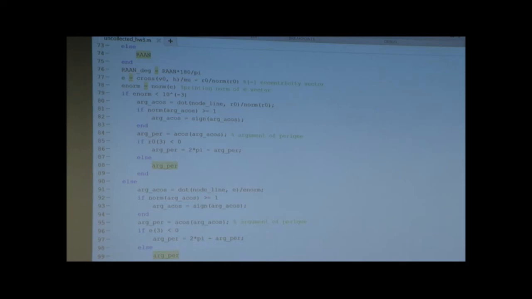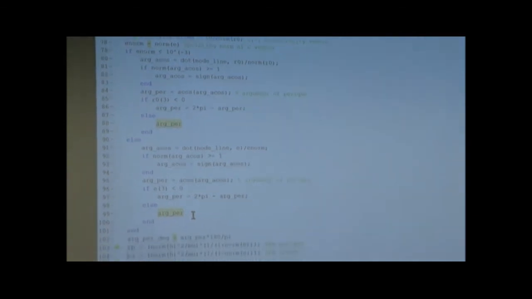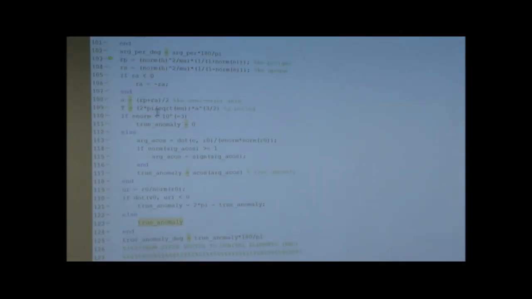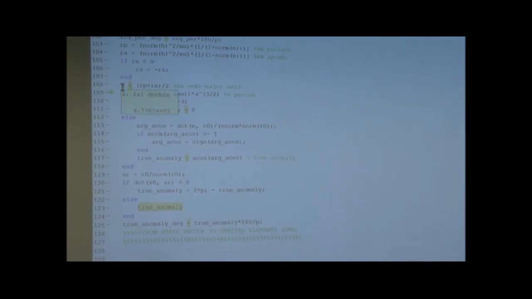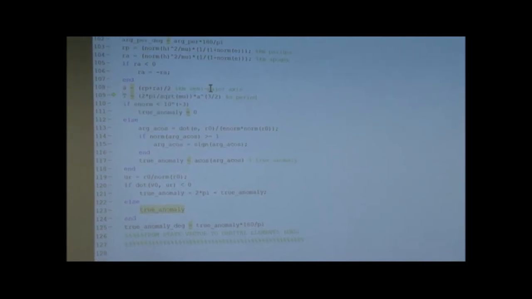Okay, argument of perigee in degrees is 94, whatever it was. Radius of apogee and perigee, so that I can compute the orbital period, and the semi-major axis A, 677, that's what it is.